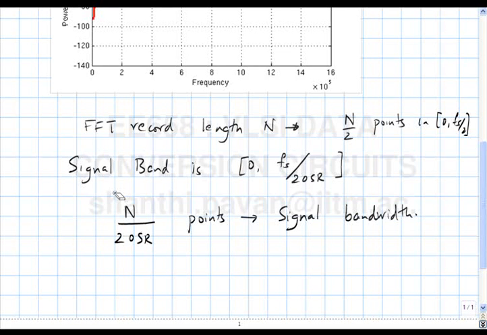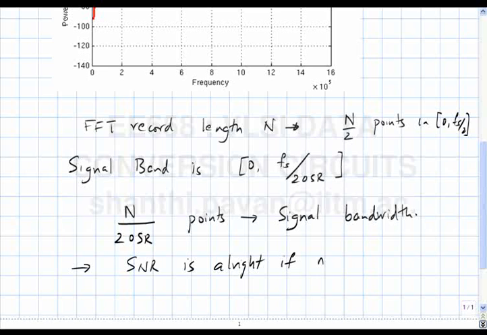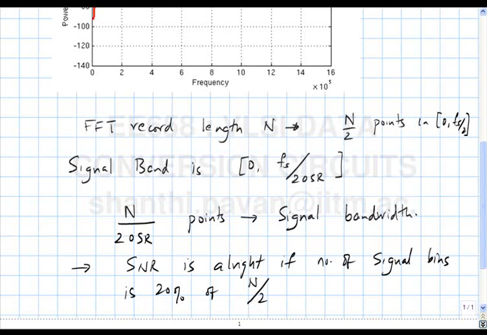All right, and a rule of thumb is that the SNR is accurate if the number of signal bins is 20% of n by 2 OSR. And this is just a rule of thumb, okay?